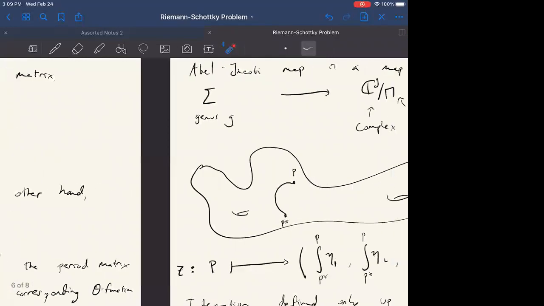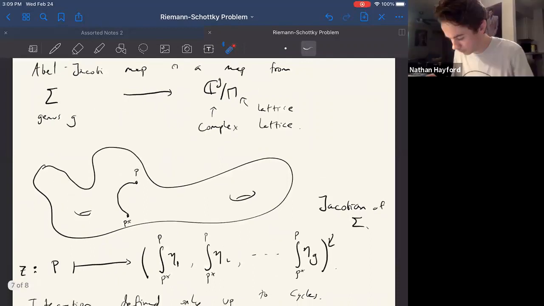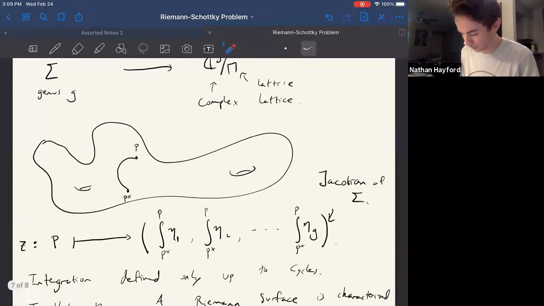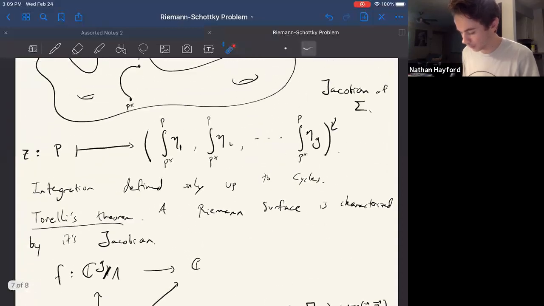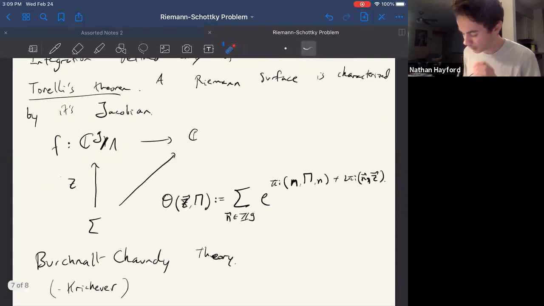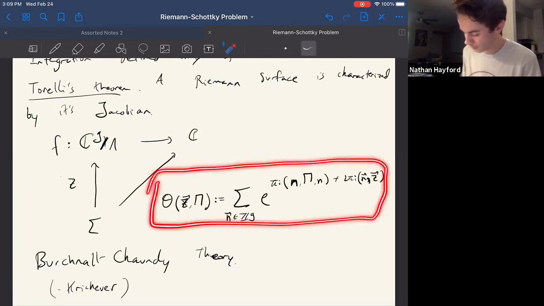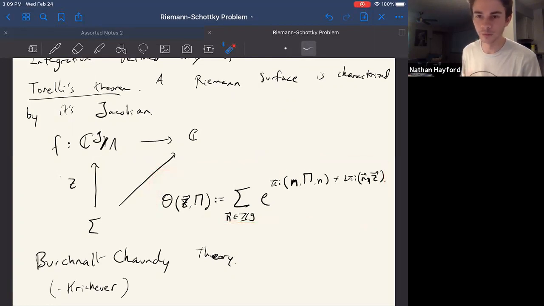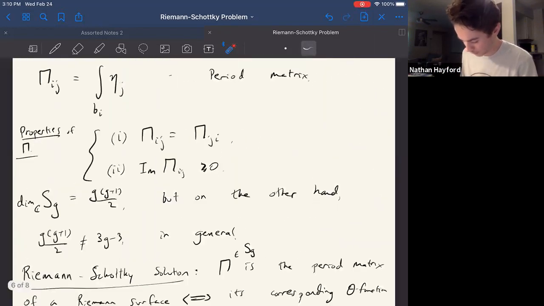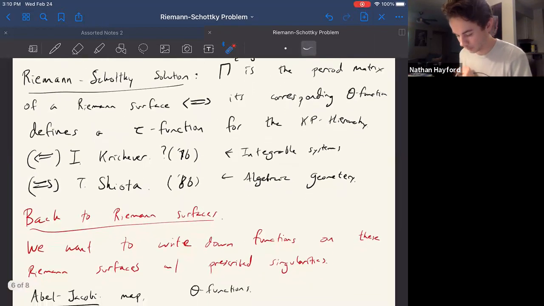Okay. So we talked a little bit about this Abel-Jacobi map and how to define functions on such Riemann surfaces in terms of this period matrix. And essentially, what we're going to come to today is this same theta function from a different direction, which is going to be the direction of integrable systems. And the converse statement, which we're going to state in a second, I'm going to show it here, and then we'll actually talk about what it means.